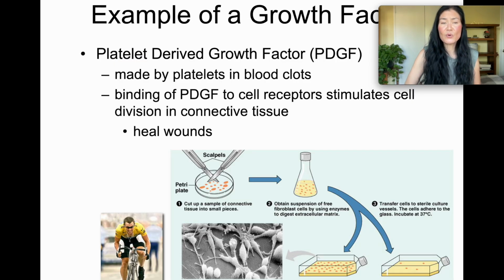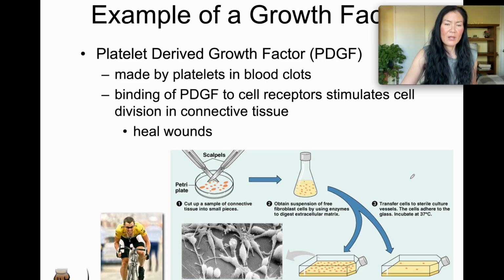Okay. An example of a growth factor would be PDGF, which is platelet-derived growth factor. These are proteins that are made by platelets in your blood, and it causes cells to divide and make more. And that kind of makes sense, right? Because if you have an injury, then PDGF will be released so that the cells will regenerate and heal the tissue.